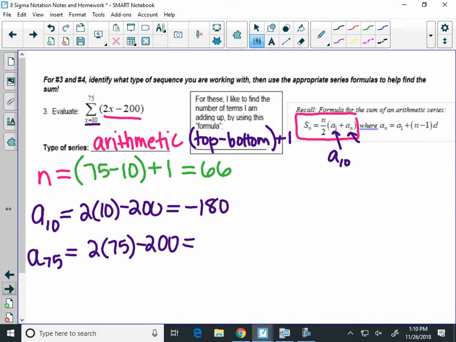And what do you get? Negative 50. Good. All right. This almost seems like it's more work than the first way, but it's better than adding up 66 terms by hand, right? Because if we did this the way we did in 1 and 2, we'd have to find the 10th, the 11th, the 12th, the 13th, all the way up to the 75th term, and that would be a lot.